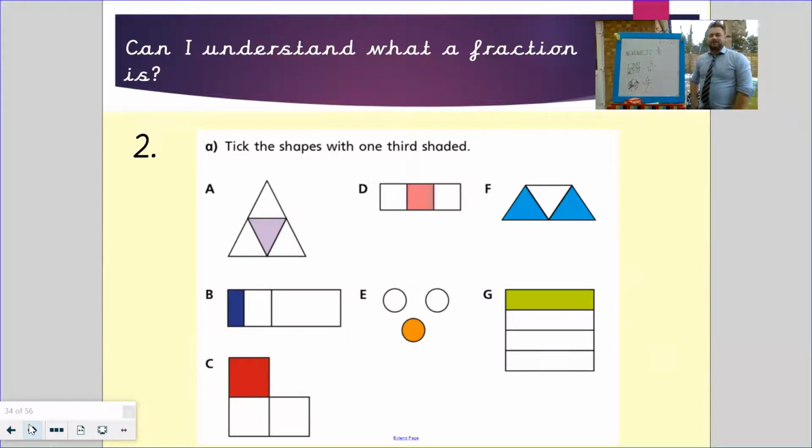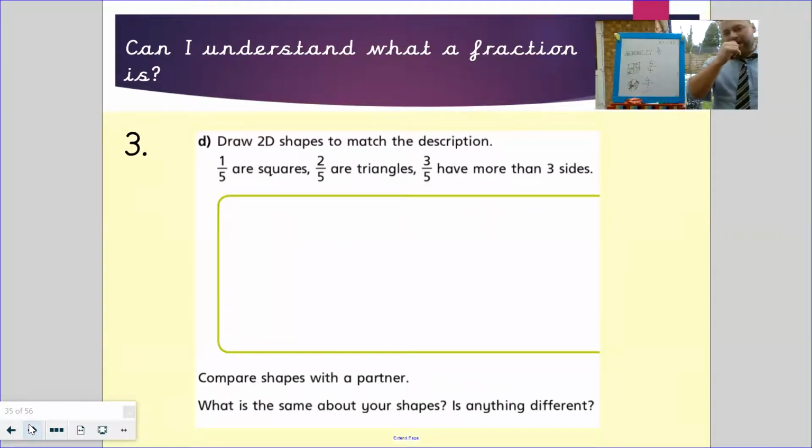Here, you need to tick the shapes with 1/3 shaded. So to make it a bit easier for you, you could just write down the letters. You don't have to draw the shapes out. And for part D, you need to draw 2D shapes to match the descriptions that are given below. Okay, and you've got 1 out of 5 are squares, 2 out of 5 are triangles, and 3 out of 5 have more than 3 sides. So draw 2D shapes to match the description. Okay.